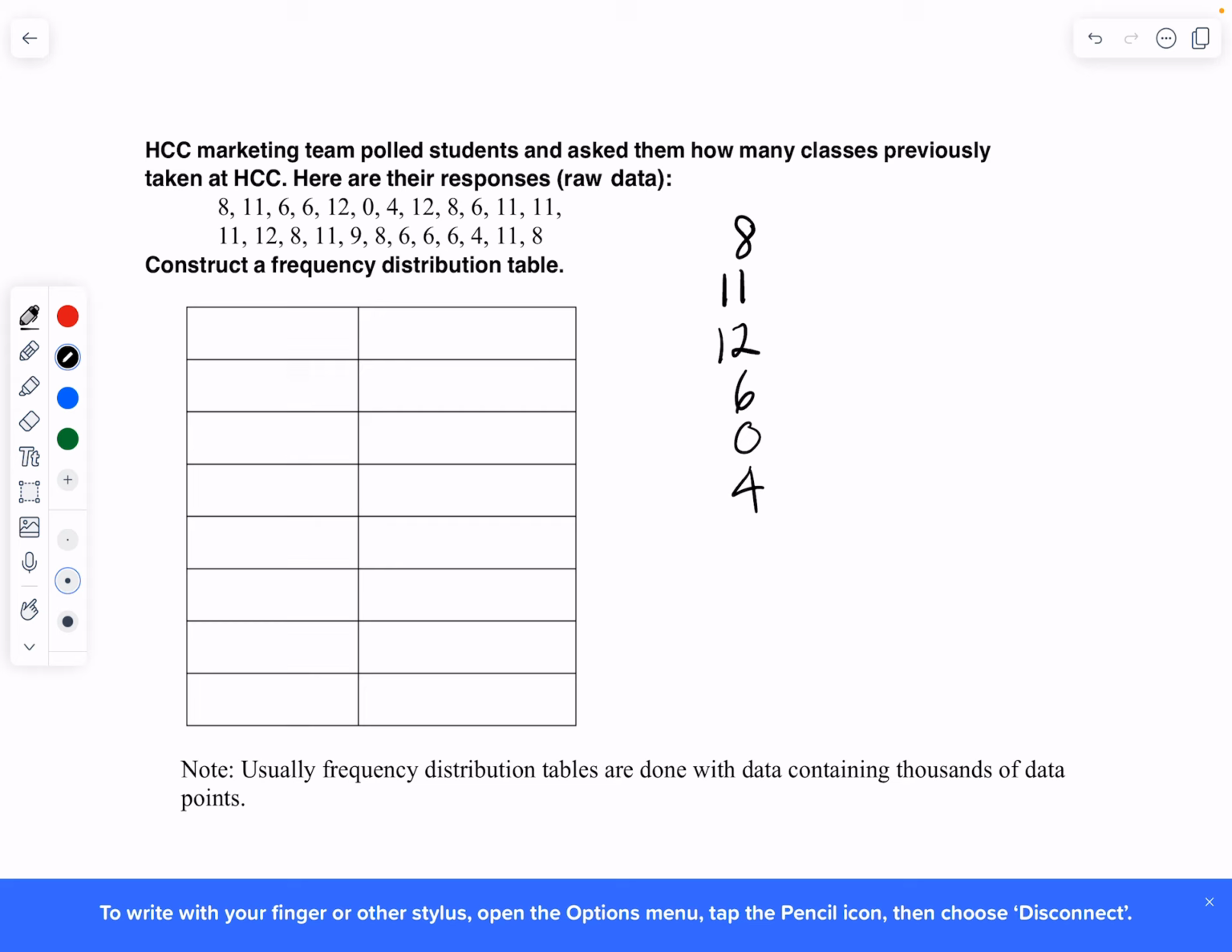In the second row, a new number is 9. And then we have 8. We have 6. 4 we have. 11 we have. And 8 again. Okay. So what I'm going to do is I'm going to make the tally marks.